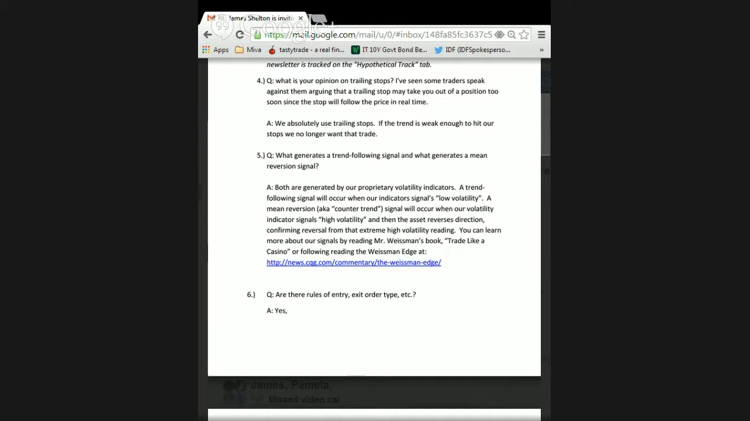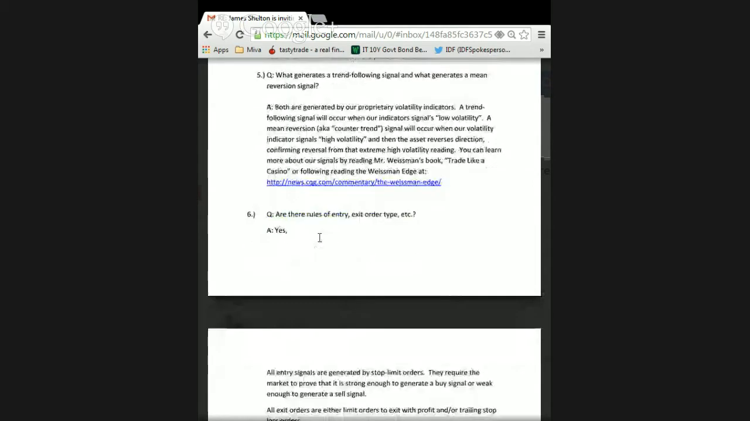If I may, in its simplest form, would you say that you could measure volatility from considering a session's range or something along those lines, a week's range or a month's range for that matter? Yes, everything that we're using to measure volatility is derived from the price of the underlying. So we're not really looking at implied volatility of option premiums, which is the other way to measure volatility. So we're looking at the asset's volatility over a historical look-back period. Absolutely. Excellent. Are there rules of entry, exit order type, etc.?